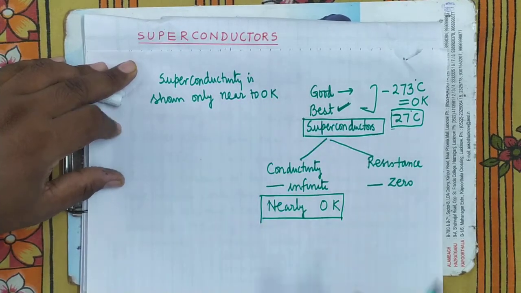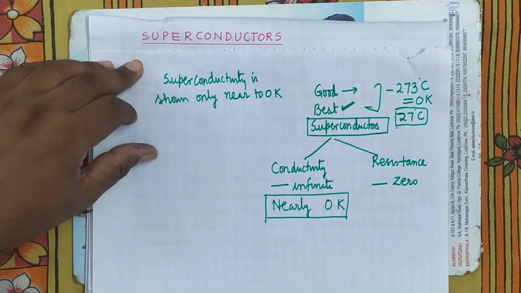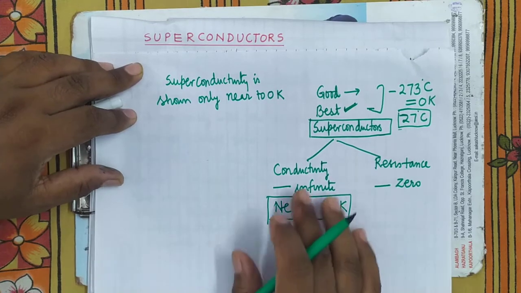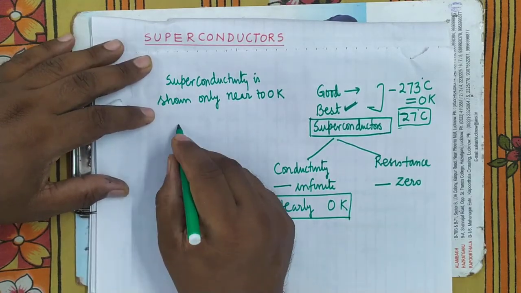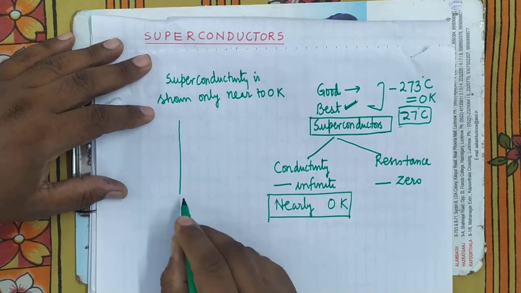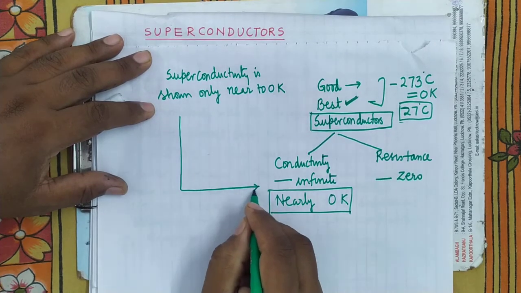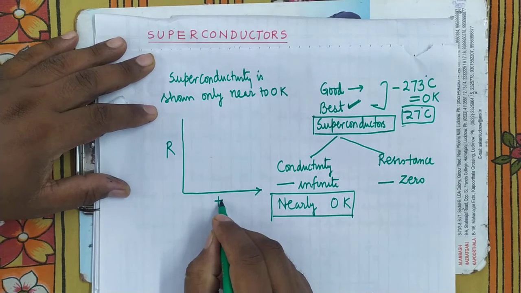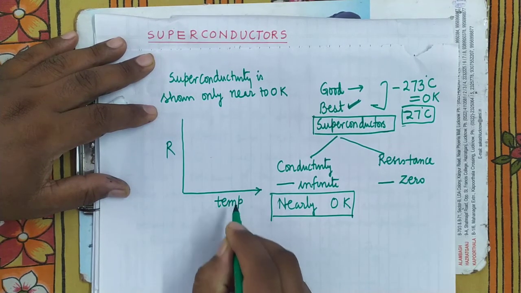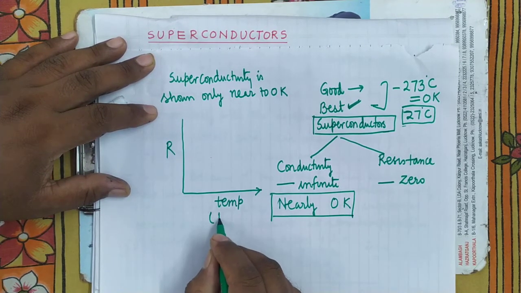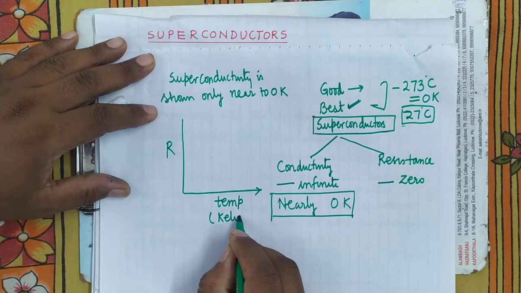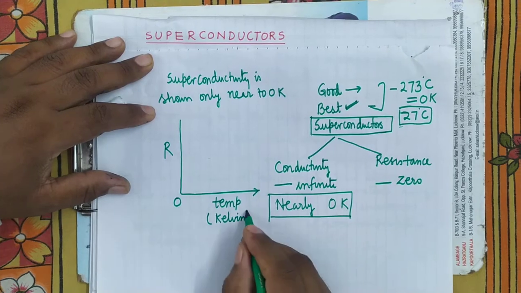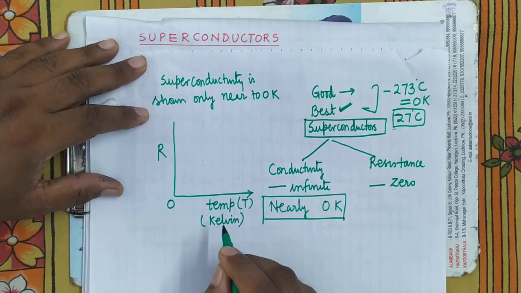Only in this temperature range, substances show the property of superconductivity. It's clear. Now see here, if we draw a graph of resistance versus temperature, not time, and here we have taken the temperature in Kelvin scale. This is 0 Kelvin. Here it is capital T.